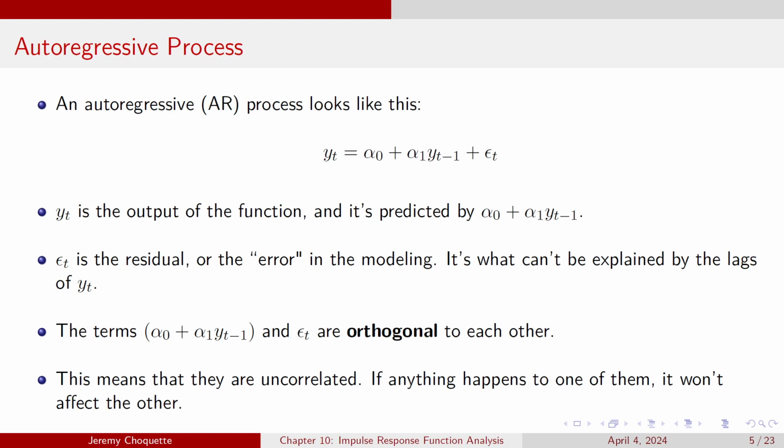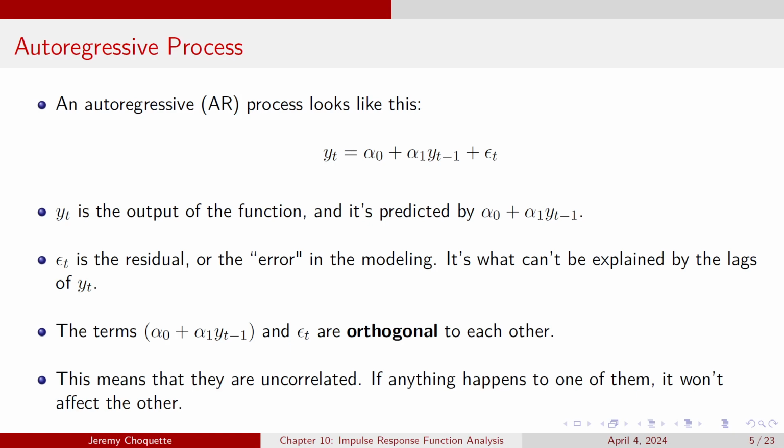So that α0, that's a constant. If you remember slope-intercept form, if you look at just the first two terms on the right-hand side of this equation, this is like slope-intercept form, y equals mx plus b. So this α0 is b, that's the intercept. Alpha 1, well, that's your slope. That's going to tell you the relationship between the past value of y and the current value of y. And then this epsilon right here, this is the error. This is the residual. It's what can't be explained by the lags of y_t.